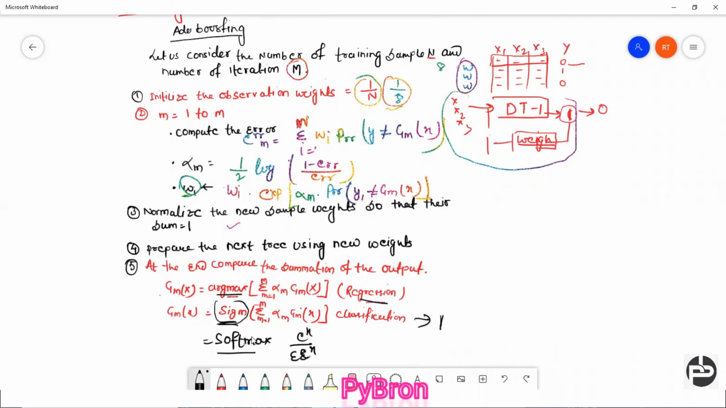We will see the coding part also. This is the mathematics behind the AdaBoost algorithm. Hope you understood the AdaBoost algorithm.